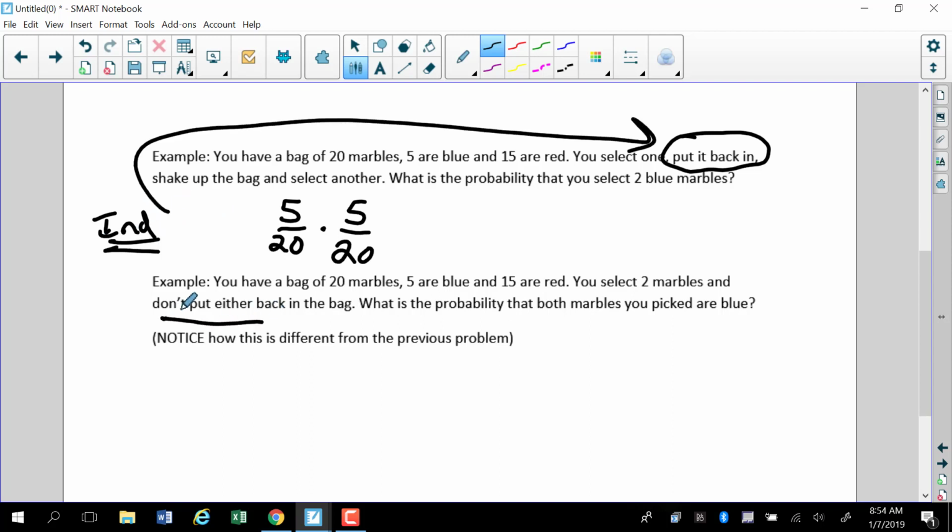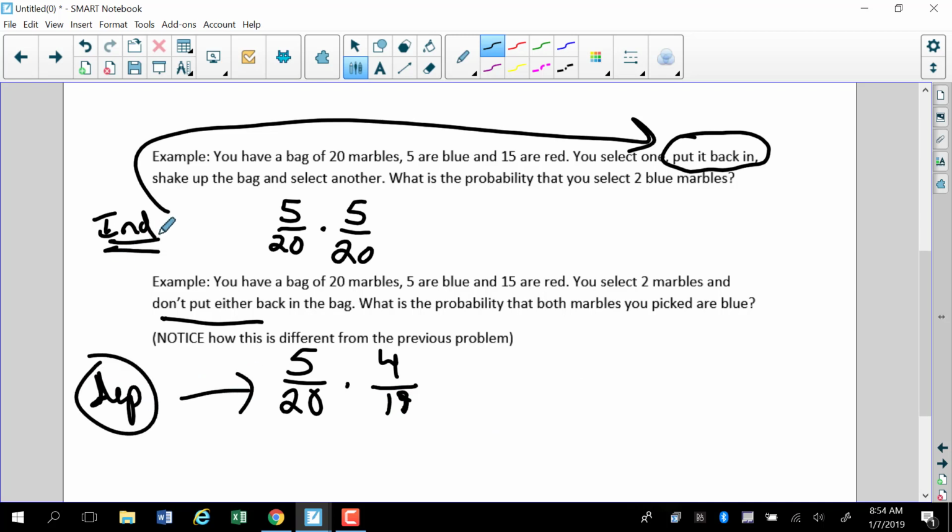If we don't put them back in, we have a 5 in 20 chance the first time, but if we select the blue, there's only a 4 out of 19 chance to get the blue one the second time, because there are only 4 blue marbles left in the bag and only 19 total marbles left. So this is what they call dependent. These are two good, typical examples, just marbles in a bag, like we talked about before.